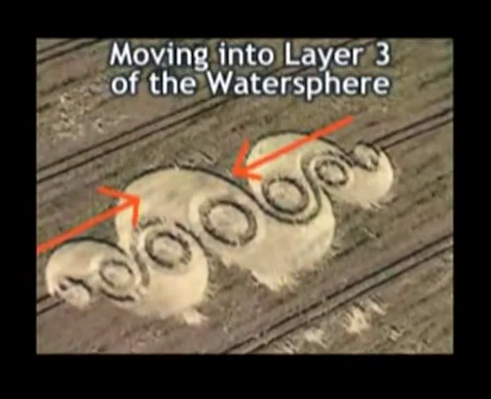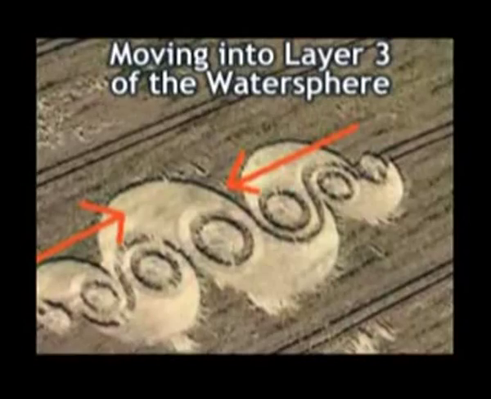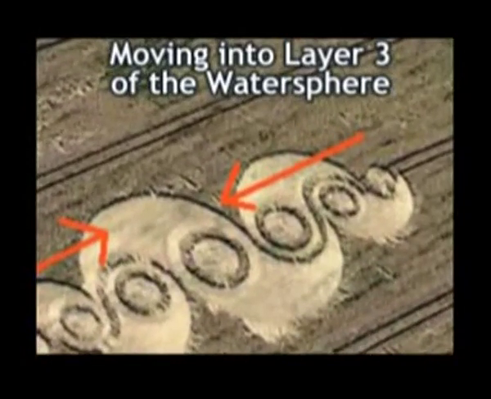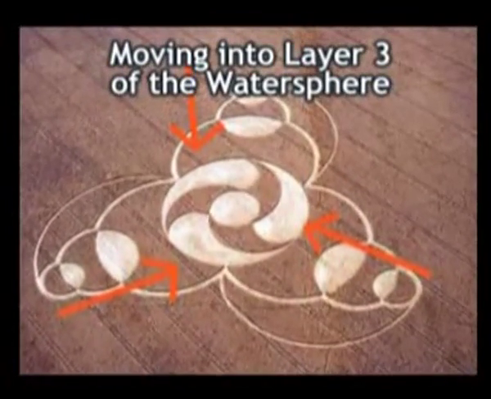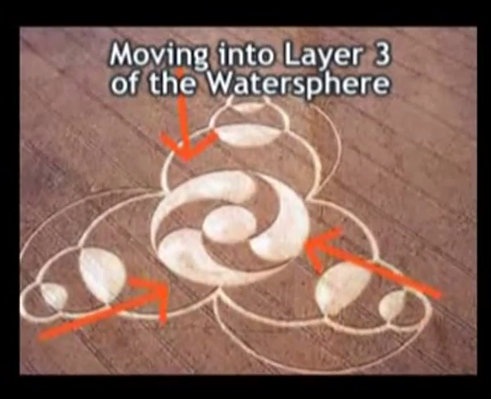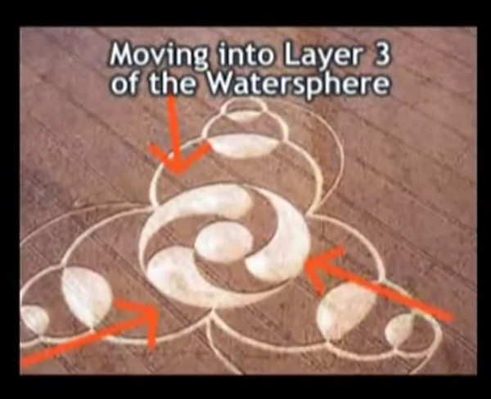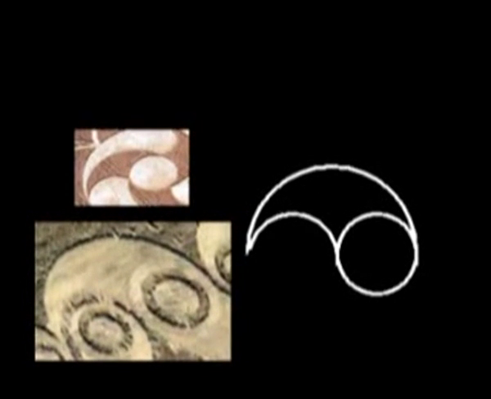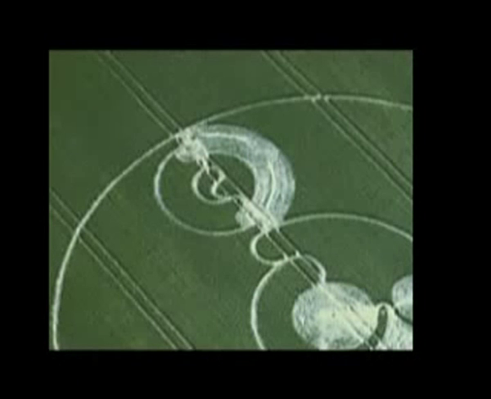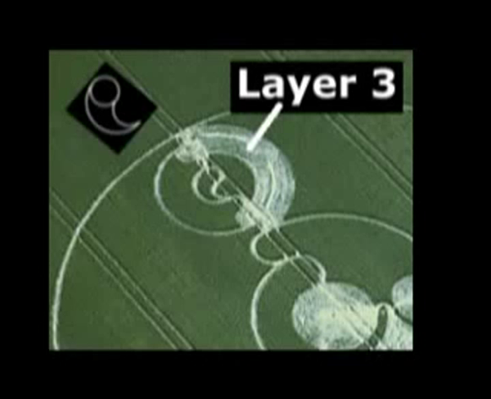This formation shows the merging of the elements into layer 3. And here. In both of these examples we see the same symbol. This is the same symbol we saw here, representing the exact same idea. Elements from the magnetic rings move into layer 3. Obviously no coincidence.